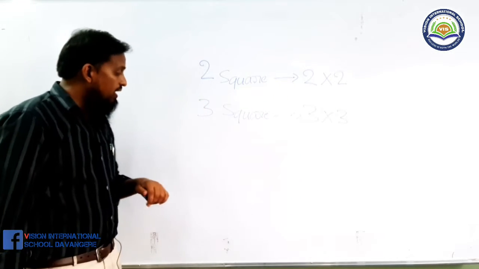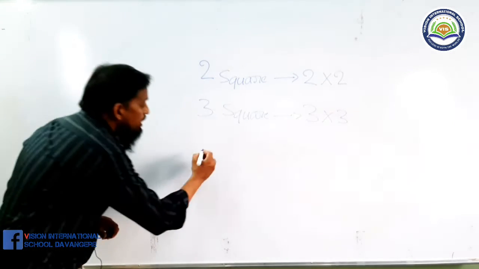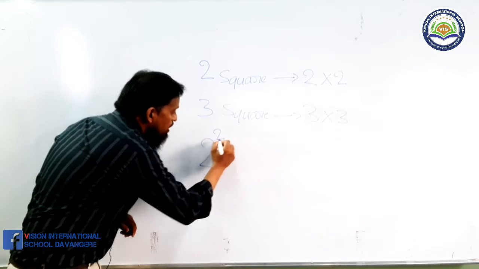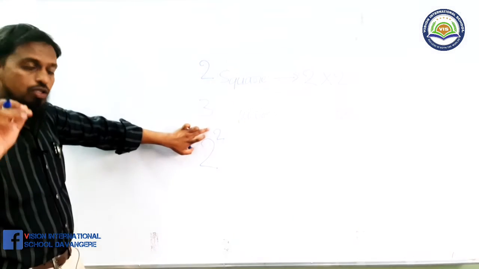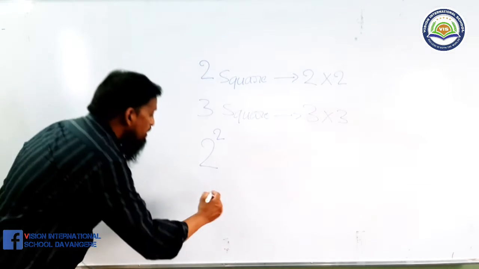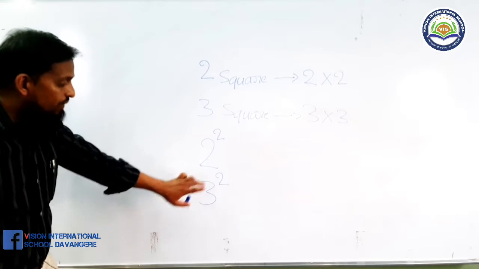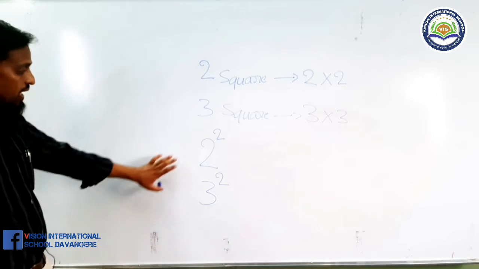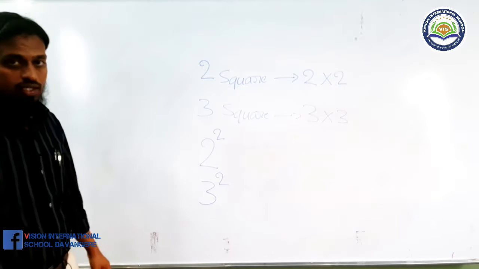Now the square can be written in symbolized form like this. On the head of the number, we should write the number 2. This is called 2 square. For example, if you want to write 3 square, this is the way of writing 3 square. This is a symbolic method of writing 2 square and 3 square.